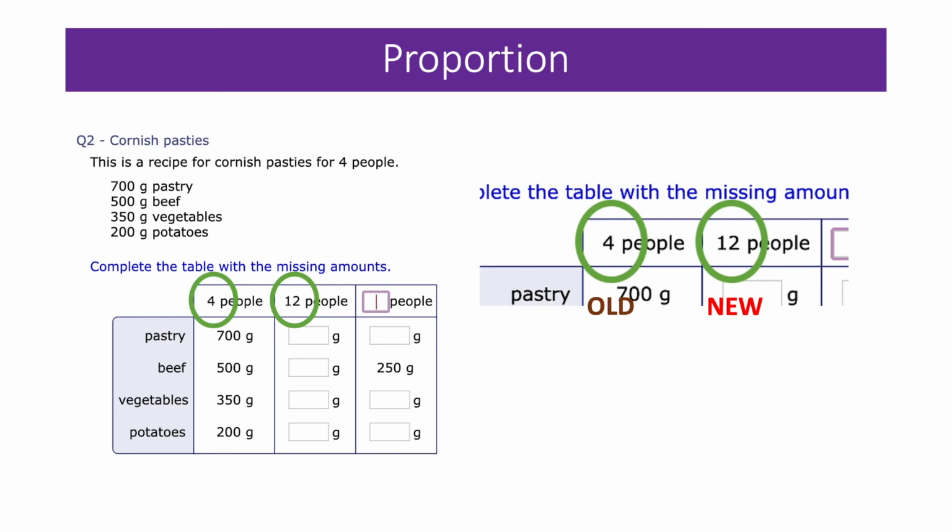Another way of talking about a multiplier is calling it the scale factor. And the way I like to work out scale factor is I think of new divided by old. The new is 12, the old is 4. If I do 12 divided by 4, that tells me what I must times each of these by to get to these. So I need to work out how many 4s in 12, answer 3. So I times this by 3, this by 3, this by 3, this by 3, and that's the amount of ingredients I now need for 12 people.